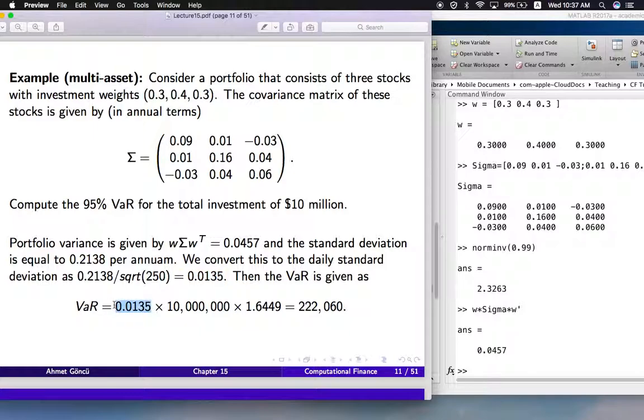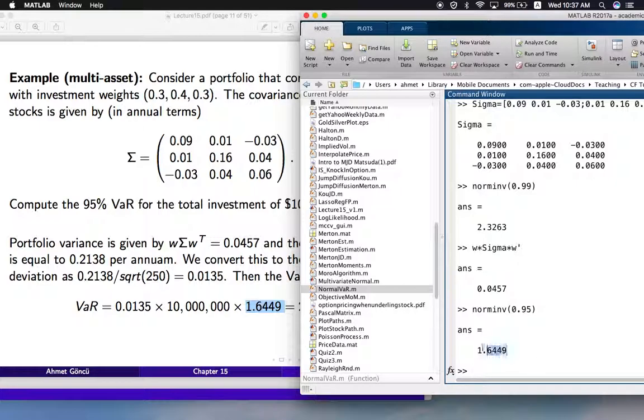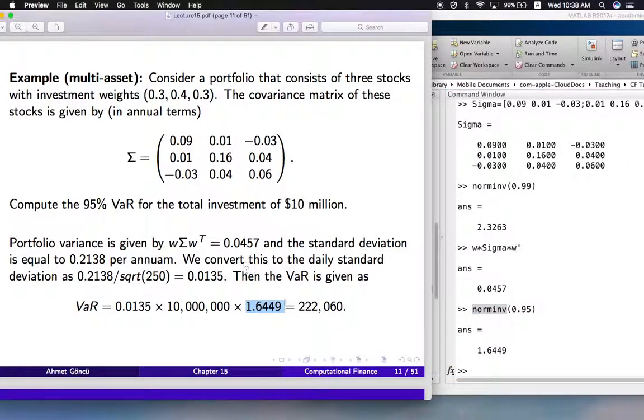So once I calculate this standard deviation, I will multiply with the notional amount, and I should also multiply with the critical value that corresponds to the 95% confidence level. So I can also use the norminv function, so we can see that the critical value again can be calculated using the inverse of the normal CDF function. So in MATLAB we can use the norminv built-in function to get these critical values from the normal distribution. But if you don't want to assume normality, you can utilize other distributions, but in that case you will need to use the inverse of the CDF for the other type of distribution. So this gives us the value at risk for this multi-asset portfolio example.